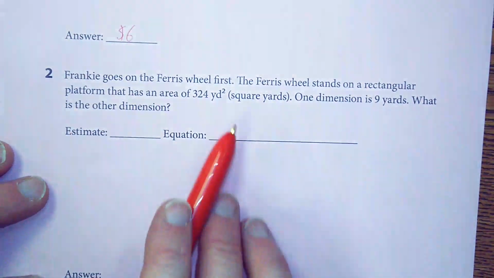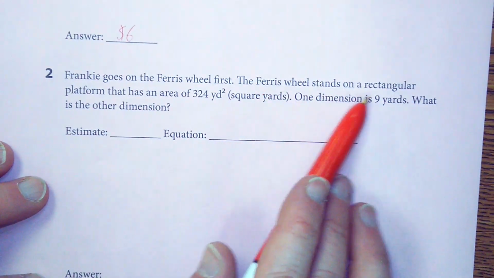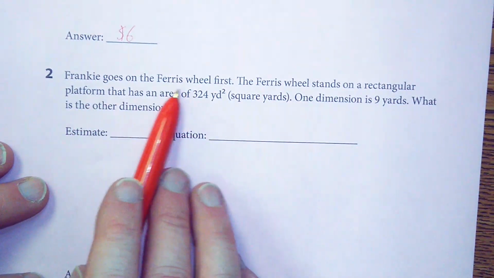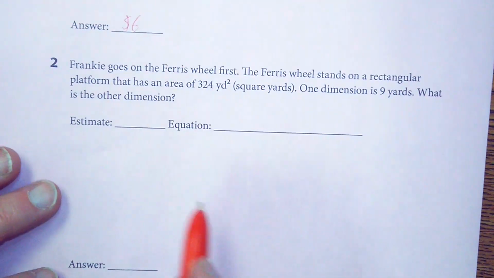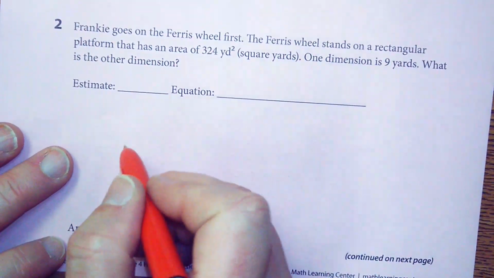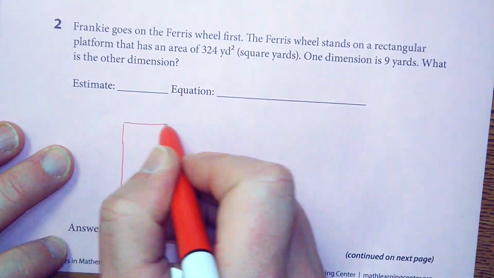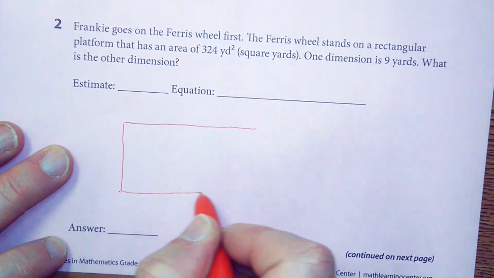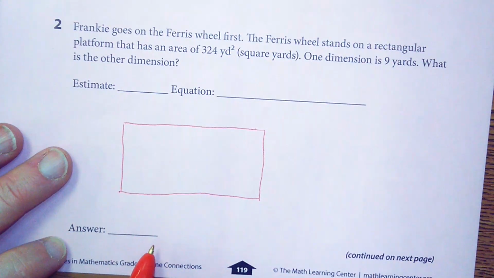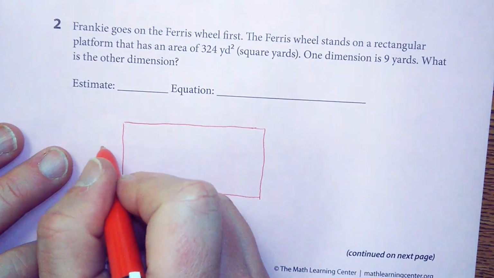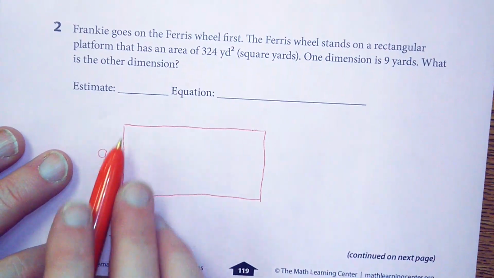Frankie goes on the Ferris wheel first. The Ferris wheel stands on a rectangular platform that has an area of 324 square yards. So I'm going to draw my rectangular platform that this Ferris wheel sits on, because a Ferris wheel will tip over if it doesn't have a big platform to stand on. So that's its platform. We said that one of the dimensions is 9 yards. So there's one of your dimensions.